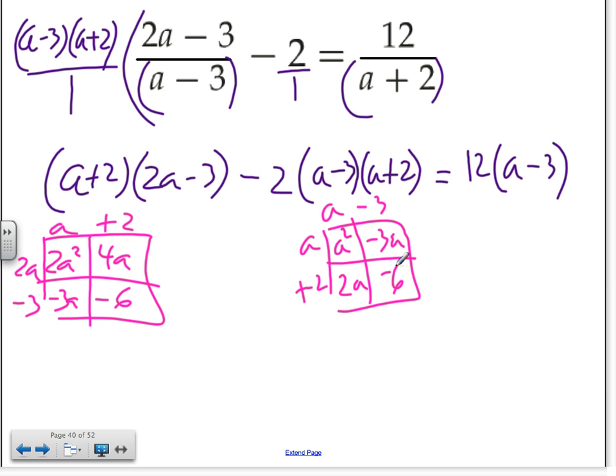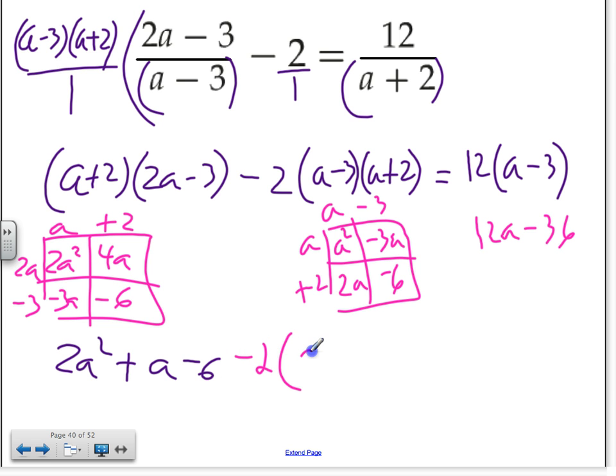And I'm going to distribute this as well. I have 12a minus 36. You see it? So I try to clean up as much as I can. Now I put the whole thing together to show you here. That's simply going to become 2a squared plus 1a minus 6. And over here I have negative 2, and the inside of the box here is a squared minus a minus 6. And over here is equal to 12a minus 36. You see it? Three different parts, and that's what I just did.